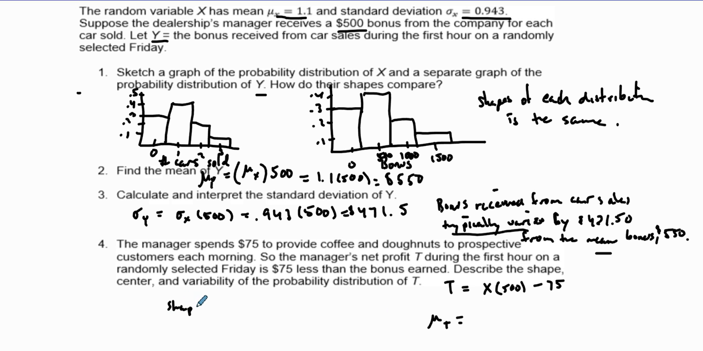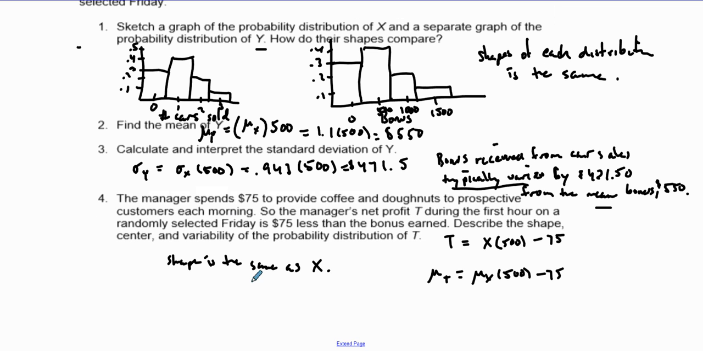Well, the shape is the same as x, as that distribution. We know the mean is going to be whatever that x is times 500, minus 75. So in this case, we're going to take 550 minus 75. And so what we have there is $475. That's how much they actually earn.